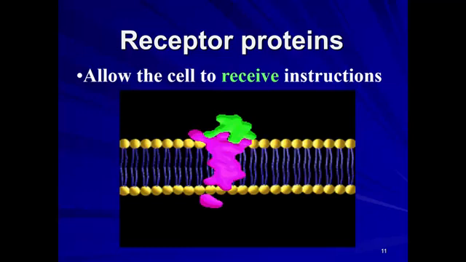This ability to cause an action by binding to a receptor protein is called signal transduction. This will be revisited in even more detail when you get to the endocrine system and talk about hormones, as well as during the nervous system and neurotransmitter action.